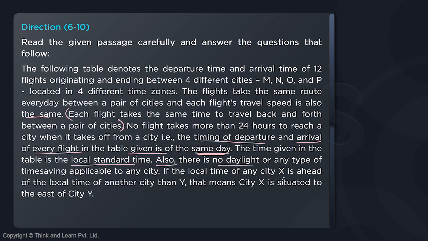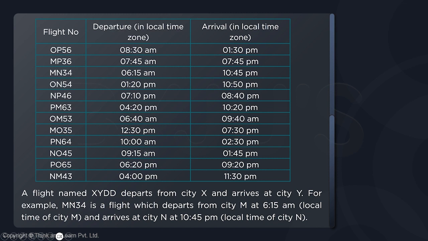If the local time of any city X is ahead of the local time of any city Y, that means city X is situated to the east of Y. So if a city is ahead of another city, it is to the east of that city. Ahead means east. Let's just keep that in mind. Now, how do we deal with these kinds of questions?